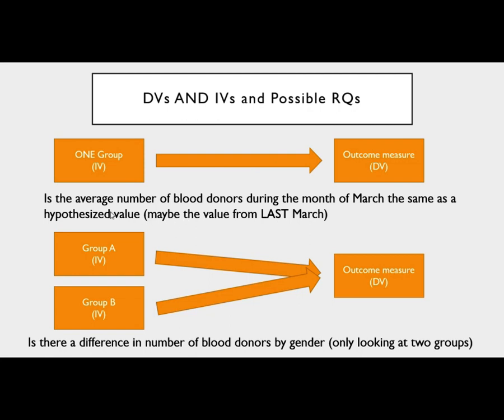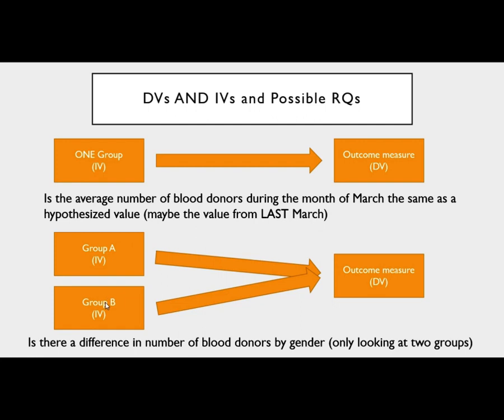To come up with a research question that would match that, I would say something like, is the average number of blood donors during the month of March the same as the hypothesized value? And where I would get that hypothesized value would be maybe from the value from last March, or the average of the last 5 Marches. And that would be my research question.